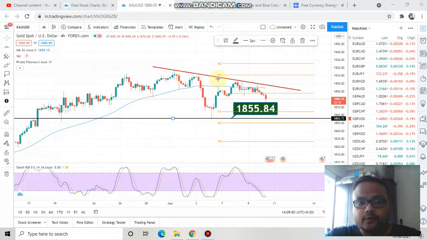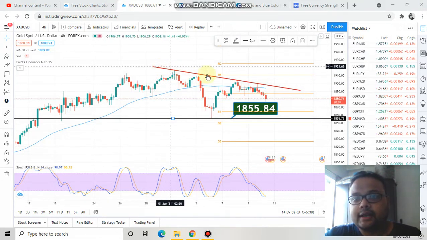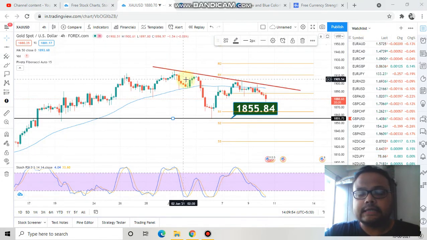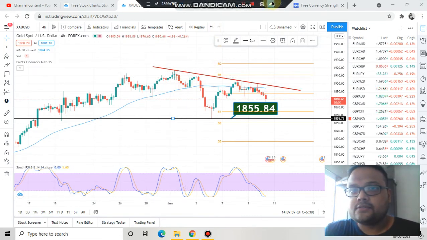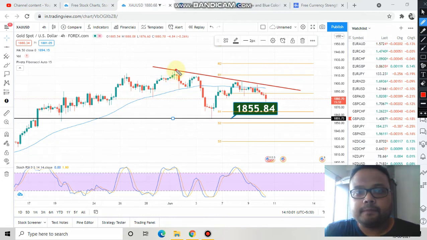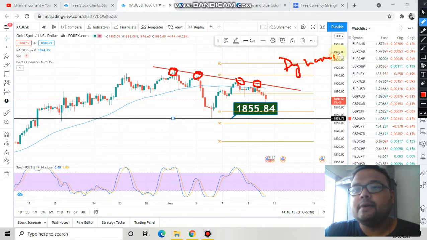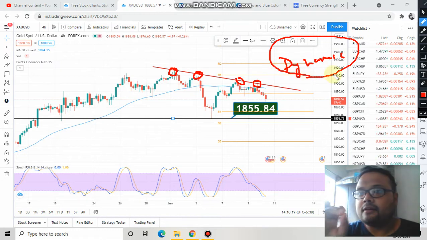On the other hand, you can see that I have drawn a red line here. If you look clearly, this red line is acting as a resistance for the market. Whenever the market is going up, it is getting resistance. This red line is acting as a dynamic resistance. Dynamic resistance means it does not have a fixed value. Therefore, this dynamic resistance is a valid one.